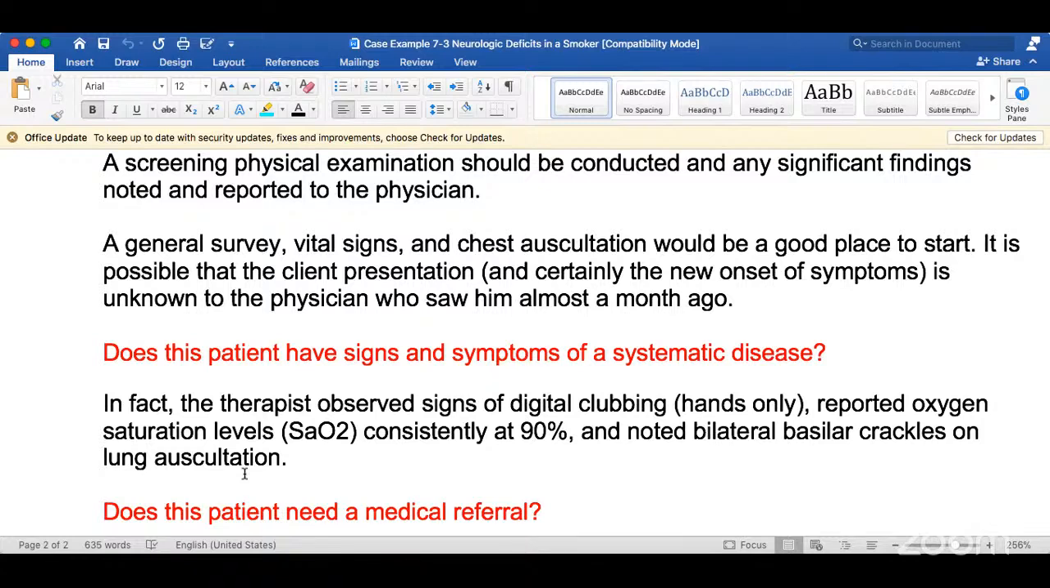So these are signs and symptoms of a systemic disease. Remember in the last one, the presence of a cough that was productive and greenish was the sign of a systemic disease. And in this one, reported oxygen saturation levels, SaO2, consistently at 90% and noted bilateral basilar crackles on the lung auscultation, this is a sign of a systemic disease.